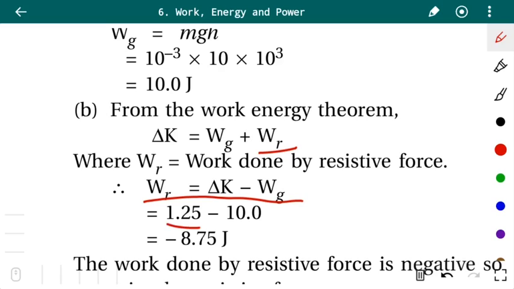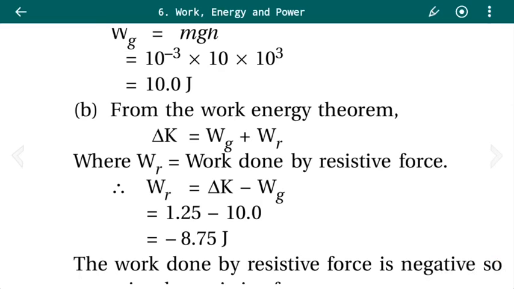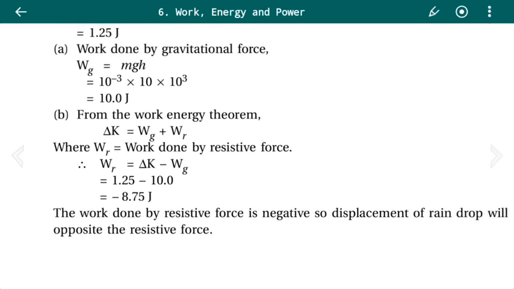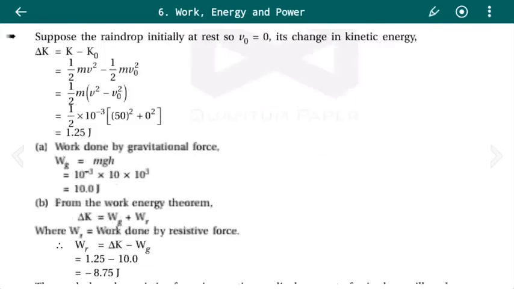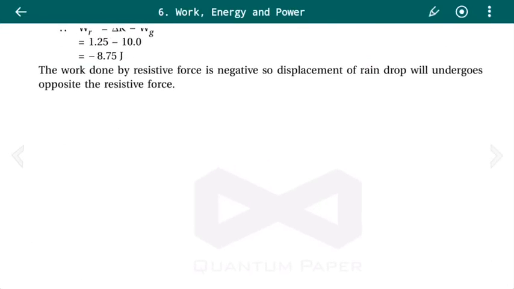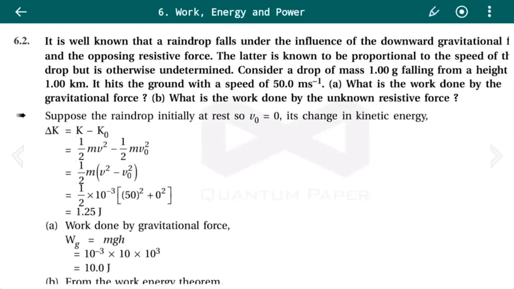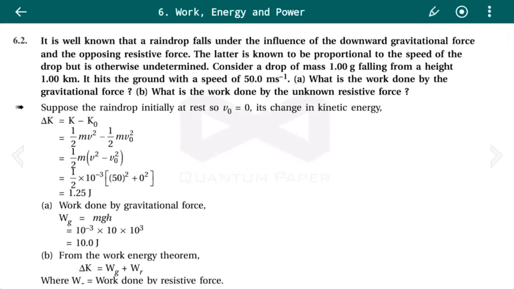Change in kinetic energy, that we got as 1.25, and work done by the gravitational force, that we got as 10 joule. So when we calculate this, we get minus 8.75 joule. So this is the work done by the resistive force. The work done by resistive force is negative, so displacement of the raindrop will be opposite to that of the resistive force. So students, you may note down this illustration.